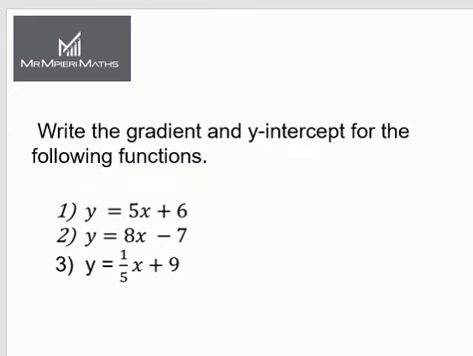Let's look at questions. Write the gradient and y-intercept for the following functions. First one is y equals 5x plus 6. Second one is y equals 8x minus 7. And then the third one is y equals 1/5 x plus 9. You are required to find the gradient and the y-intercept. You got to remember to use the equation of a straight line. Have a go on this. Press pause, and when you are done, press play.